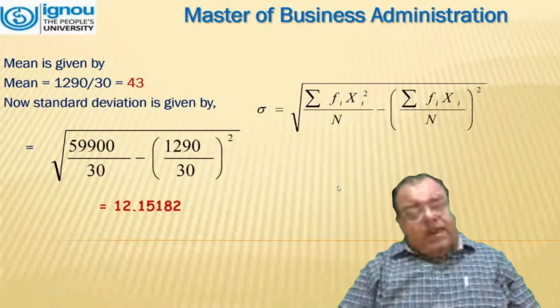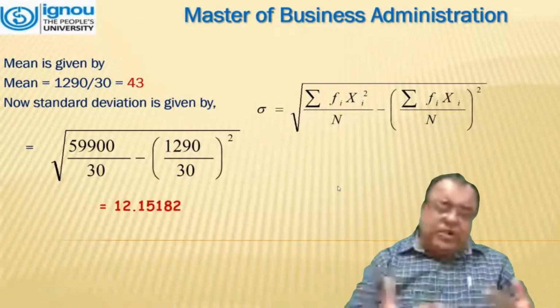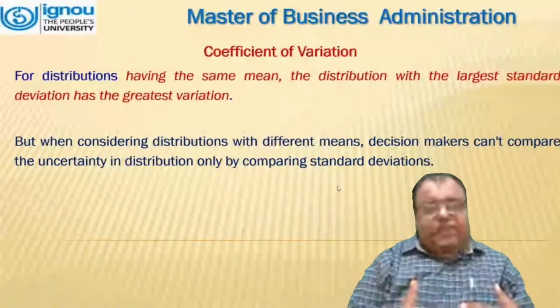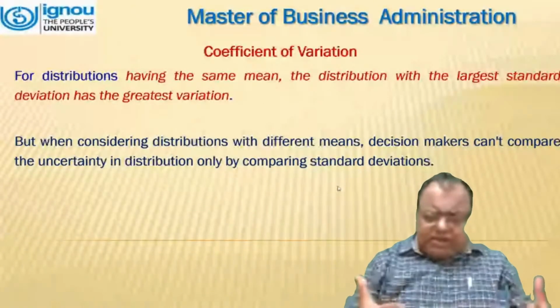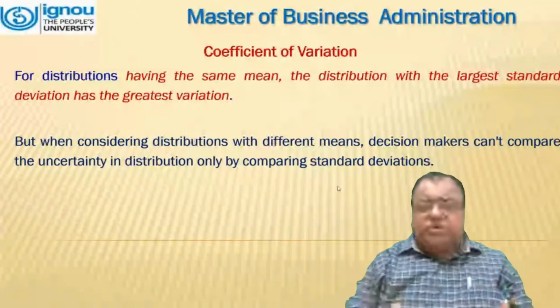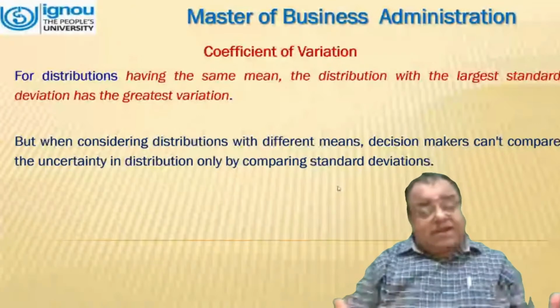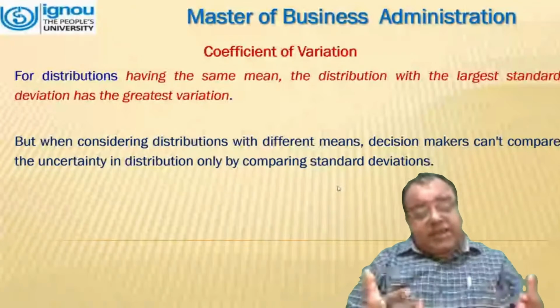Now we move to coefficient of variation. For distributions having the same mean, the distribution with the largest standard deviation has the greatest variation.